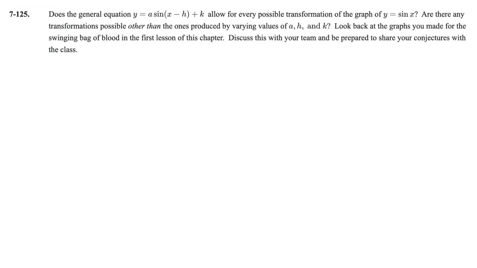It says this, so our general equation that we wrote last time: a times sine of x minus h, close that parentheses, plus k. Does that allow for every possible transformation? Hint, hint, no. There are some other transformations that happen here, and we wanted to be able to do other transformations than what we've seen with x squareds or exponentials or things like that. So let's take a look at what some of those other ones are.